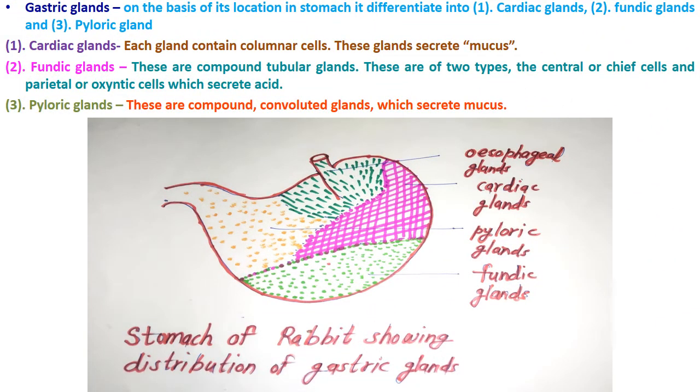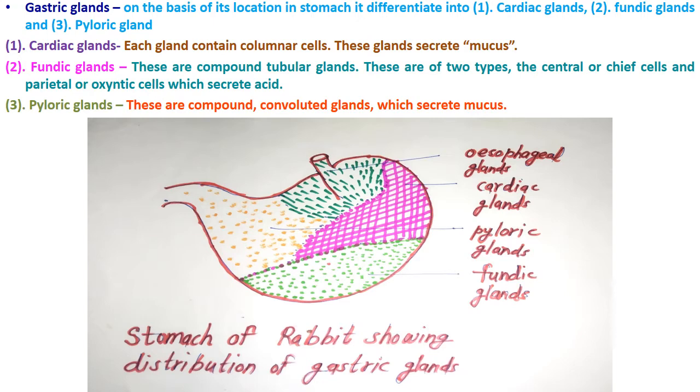Gastric glands, on the basis of their location in the stomach, are differentiated into three categories. First one is cardiac glands located in the cardiac region. Second one is fundic glands located in the fundic region, and third one is pyloric glands found in the pyloric region of stomach. Cardiac glands, each cardiac gland contains columnar cells.